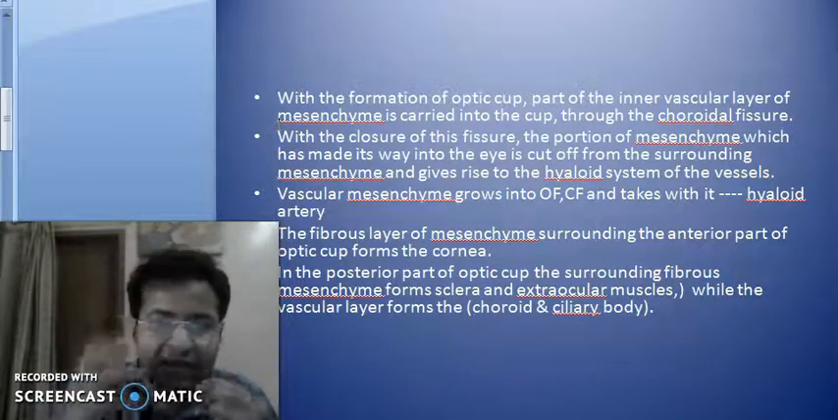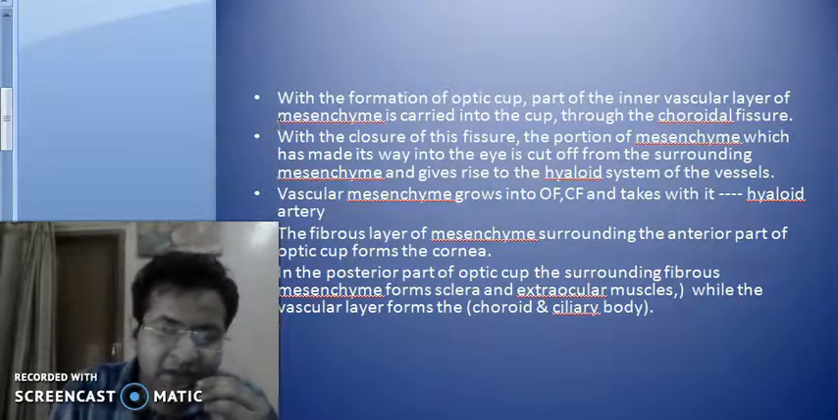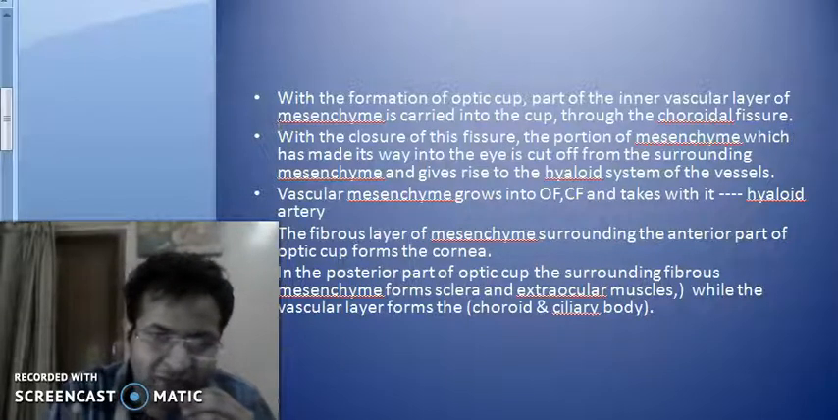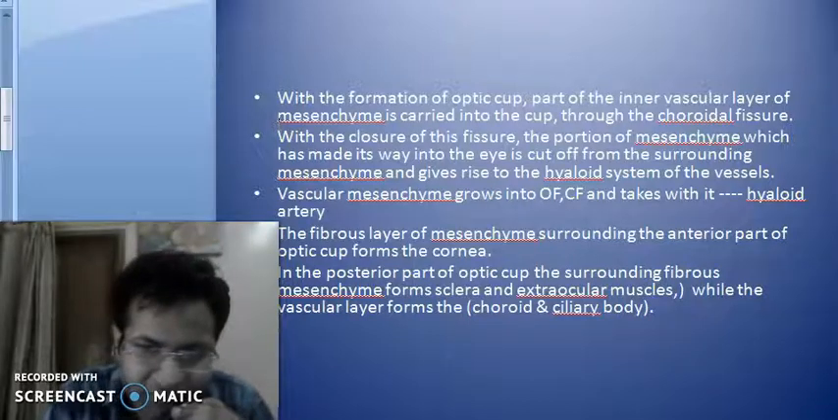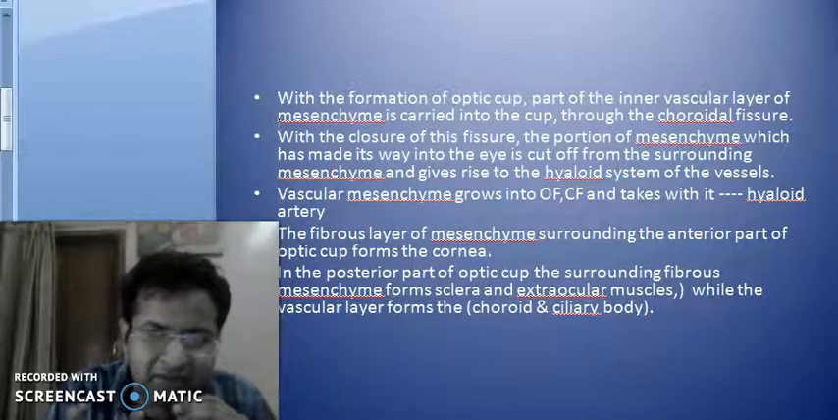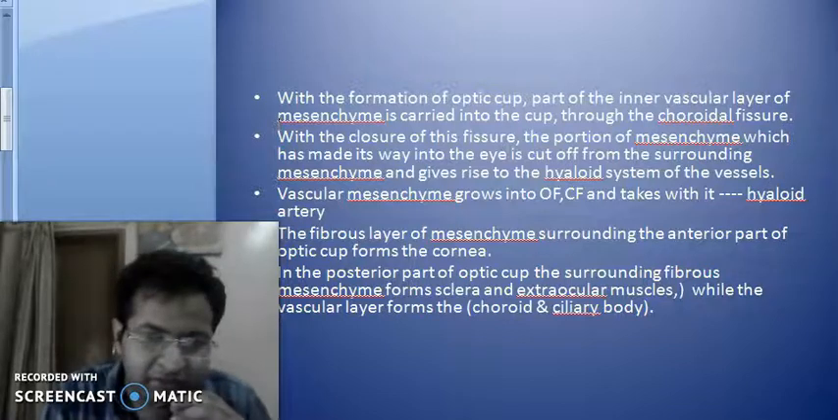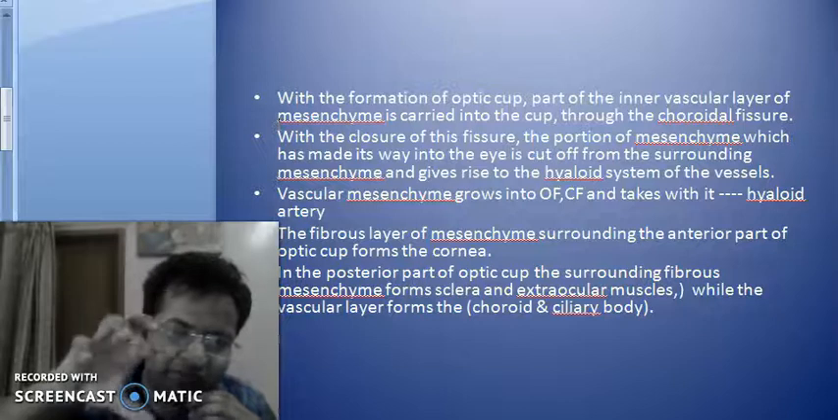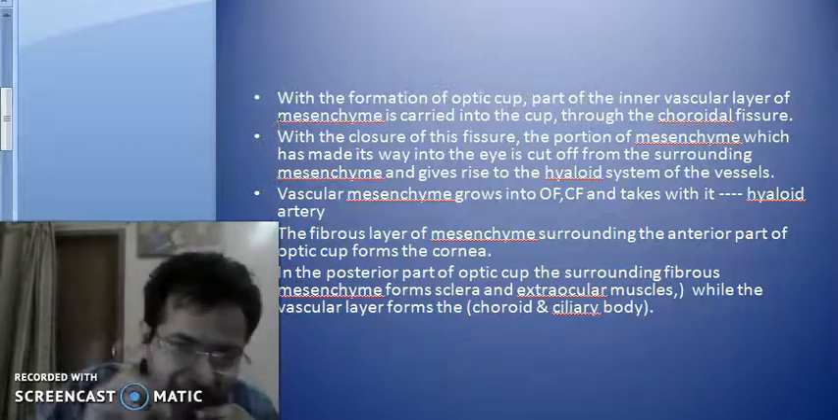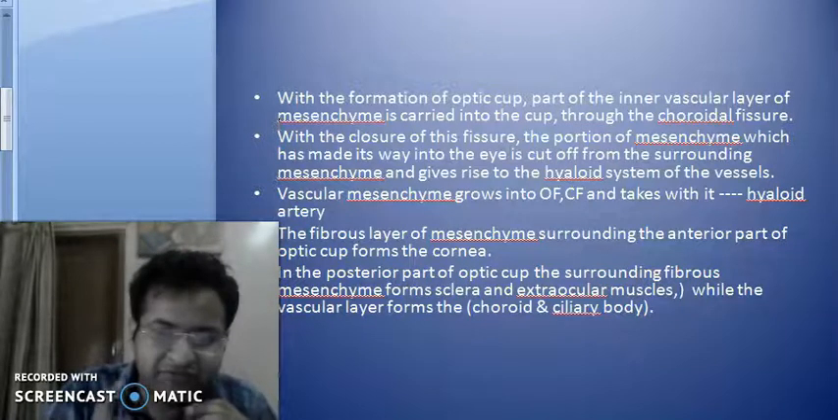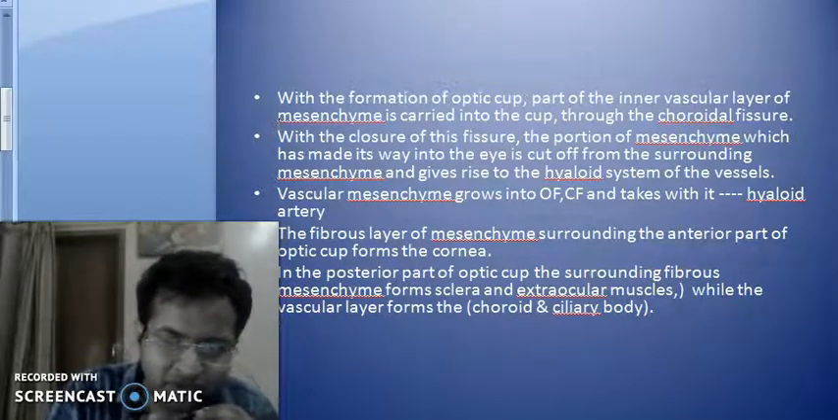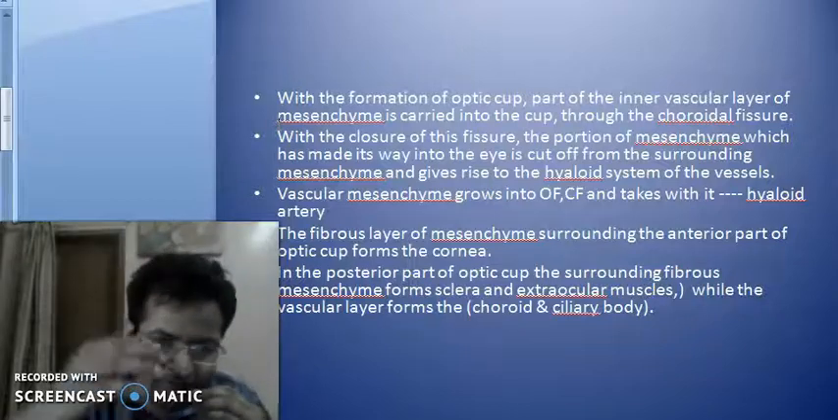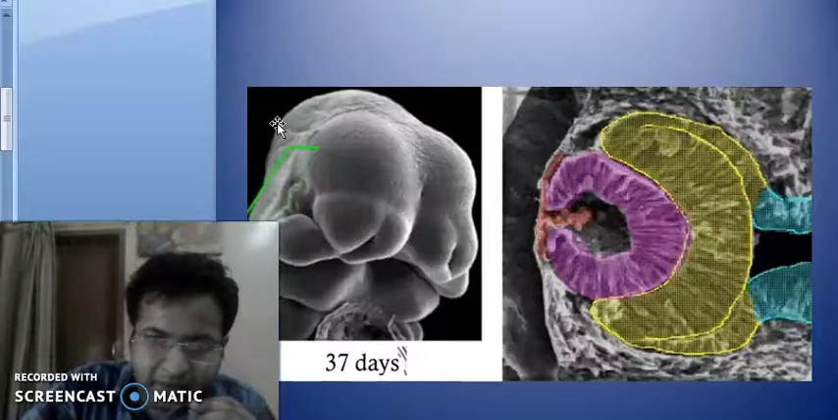The vascular mesenchyme, the portion of the mesenchyme that is vascular, grows into this fissure and takes with it the hyaloid artery. The fibrous layer of the mesenchyme surrounding the interior part of the optic cup forms the cornea.